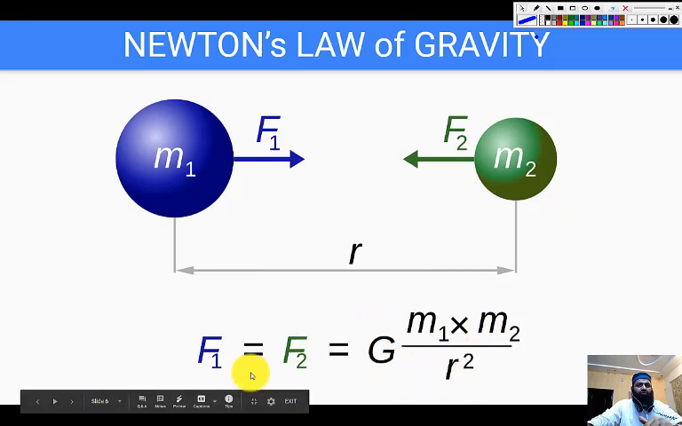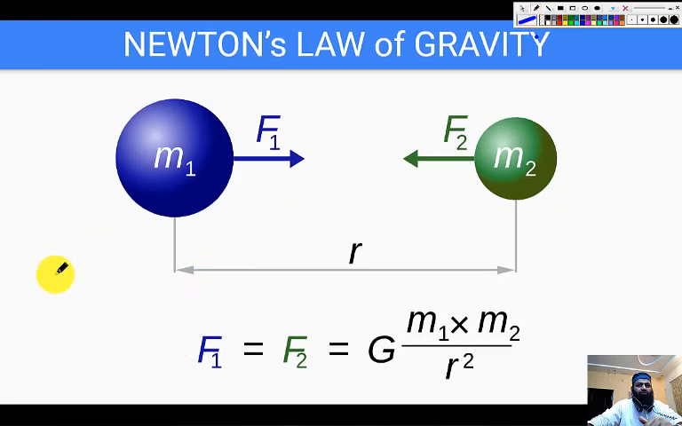This is the same as the sun and moon. We have the sun, let's make a better sun here, and then we have the earth revolving around the sun, and then we have the moon revolving around the earth. So the force between the sun and the earth is also force of gravity, and the force between the earth and the moon is also force of gravity.